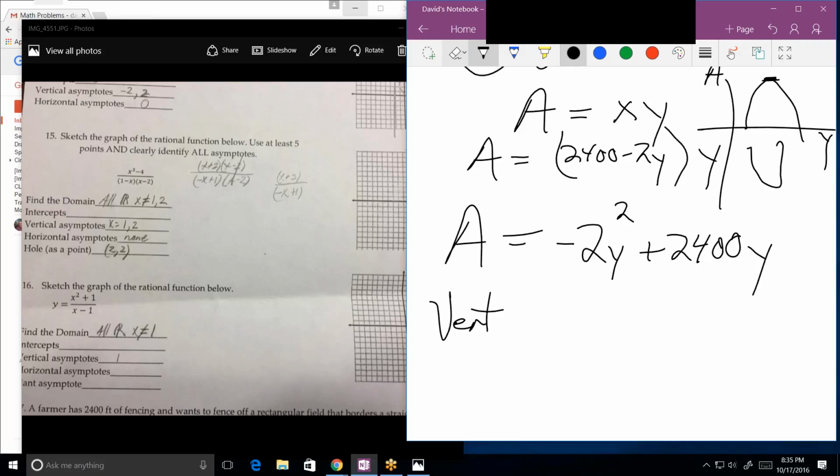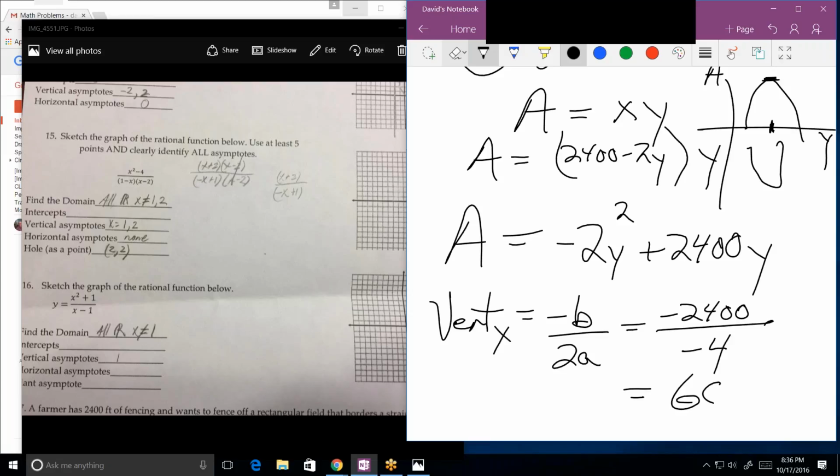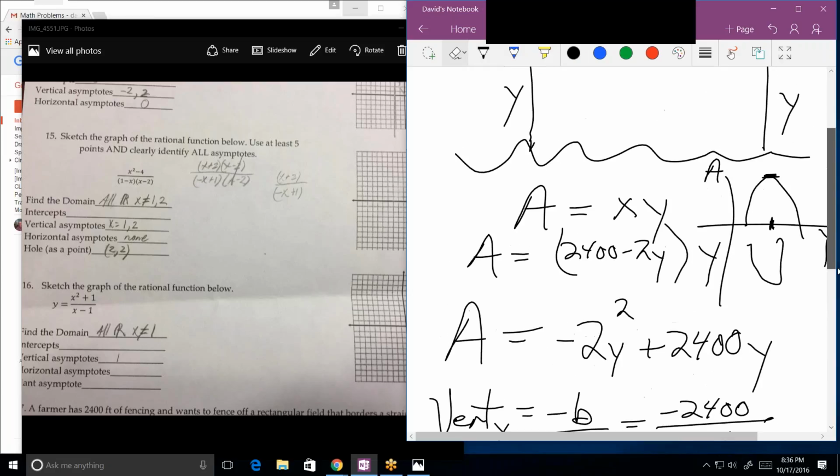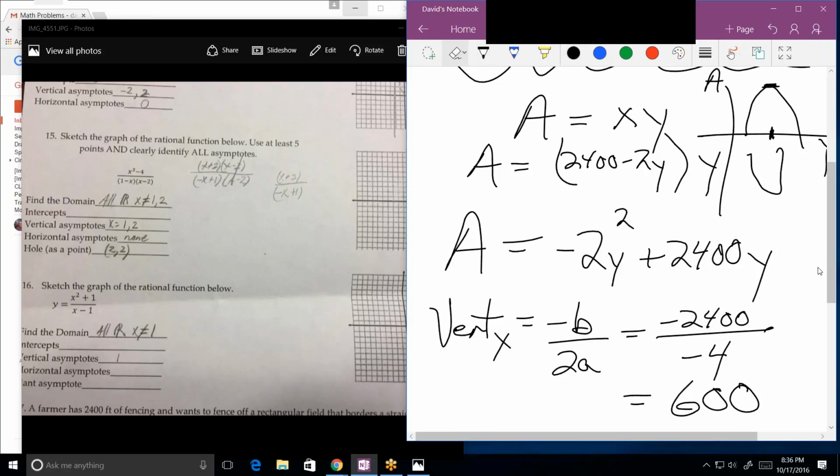Vertex is its x-coordinate. What is normally the x-coordinate? I'm really going to confuse you now. In other words, the horizontal number, this number right here, is minus b over 2a. So what is that in this case? What's minus b? That'd be negative 2,400 over negative 4. And that comes out to be 600. That's y. The fact that it's y, and I've called this the vertex of x, you understand what's going on there?